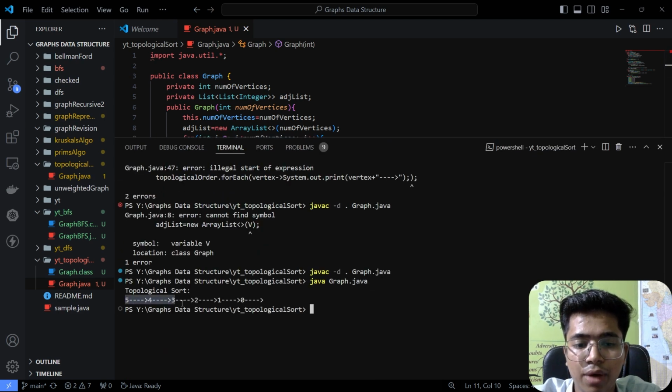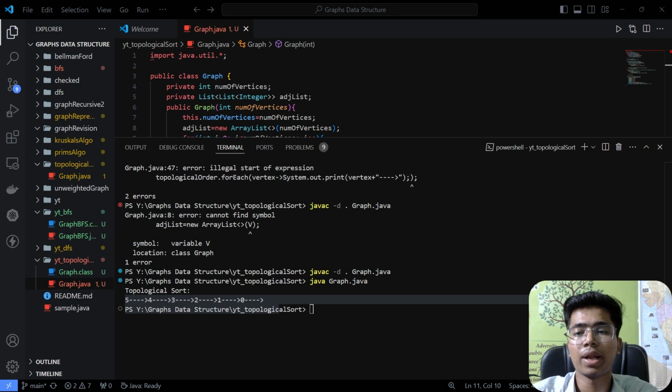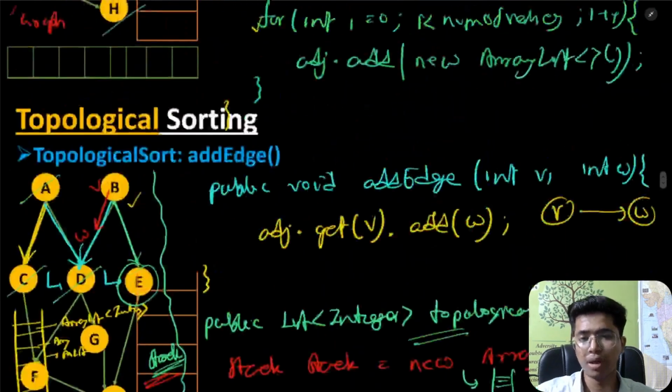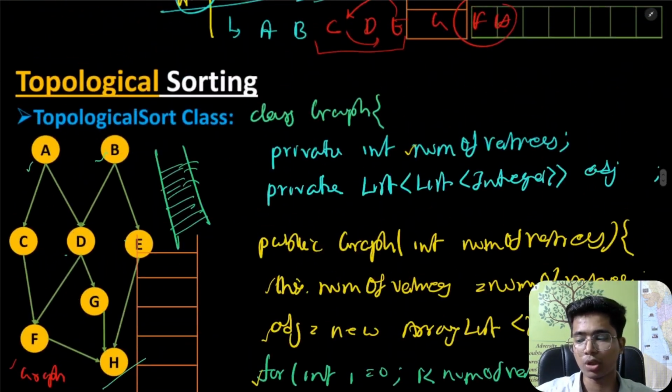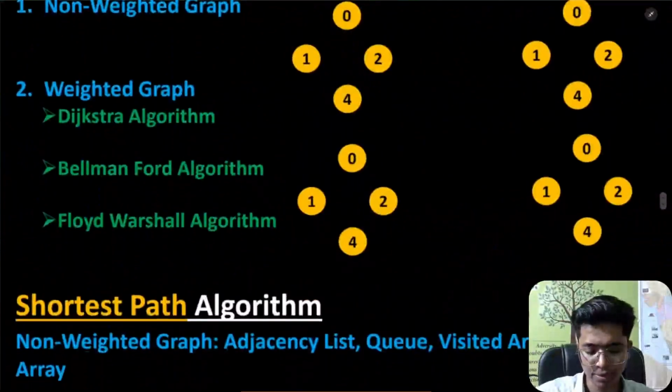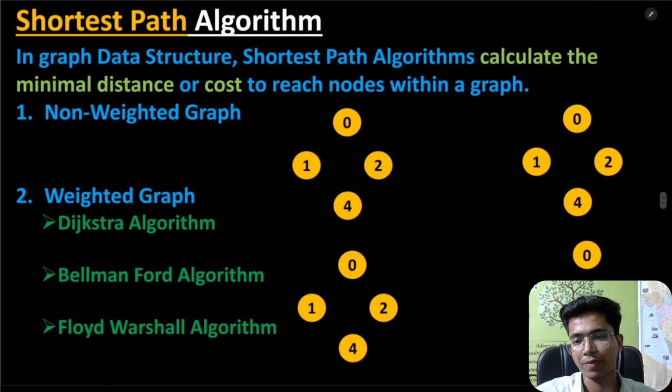As you can see, 5 4 3 2 1 0. So that's how the topological sort has been printed. Till now we have seen all of topological sorting, how we perform it, and how direction is very important in topological sorting. We have observed all the things. So in the next lesson we'll be studying the shortest path algorithm.